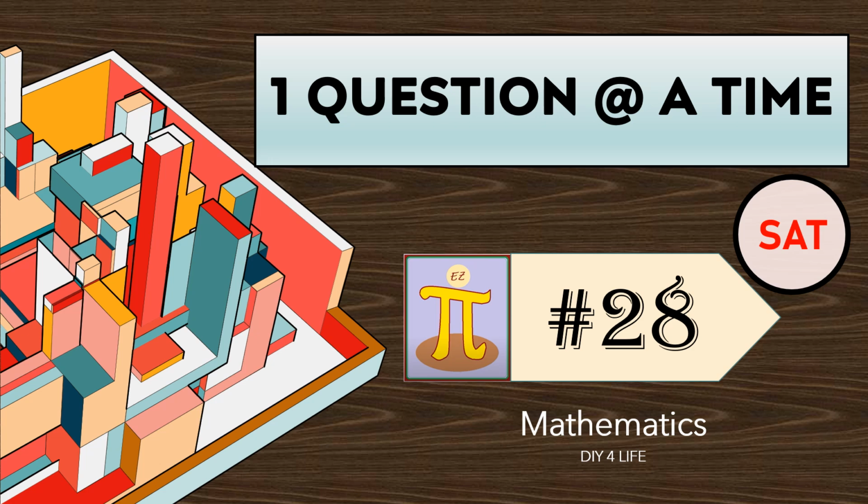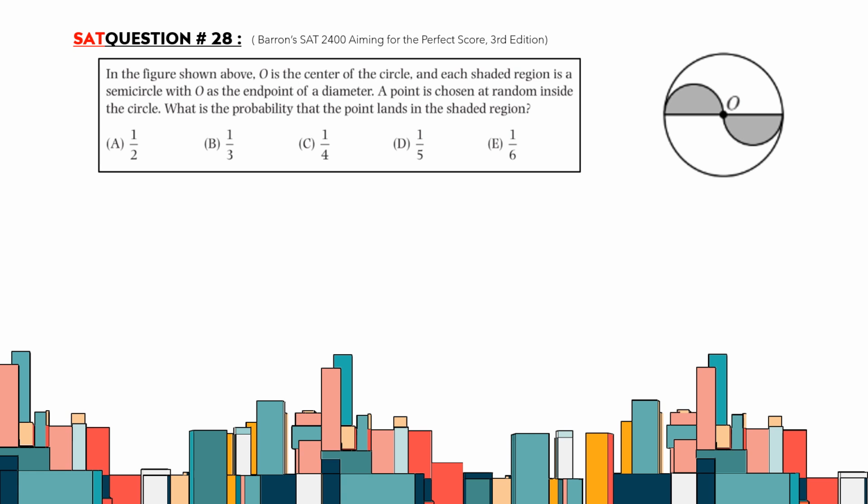Question number 28. In the figure shown above, O is the center of the circle, and the shaded region is a semicircle with O as the endpoint of a diameter. A point is chosen at random inside the circle. What is the probability that the point lands in the shaded regions?